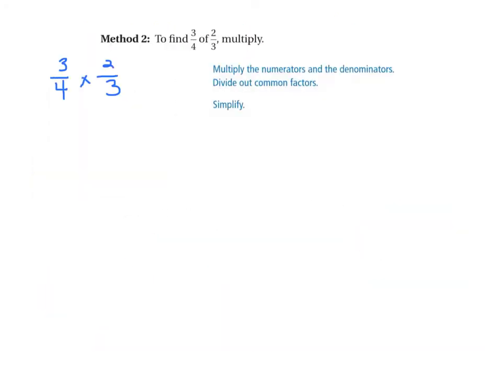For method 2, it's basically just not using a model, it's using the regular multiplication of fractions. And so again, we're going to try to find out what 3/4 of 2/3 is. And again, I told you a little bit earlier that we're going to keep using that word "of" to mean multiply in these kinds of word problems. So 3/4 times 2/3, we're going to look to see if we can divide out any common factors to simplify.